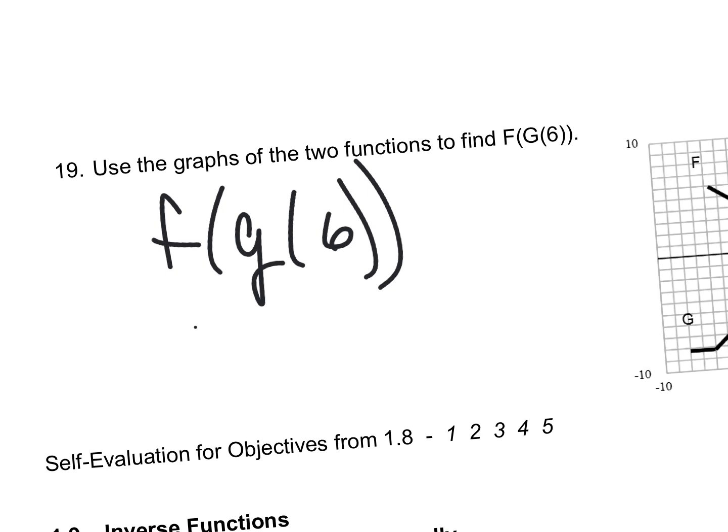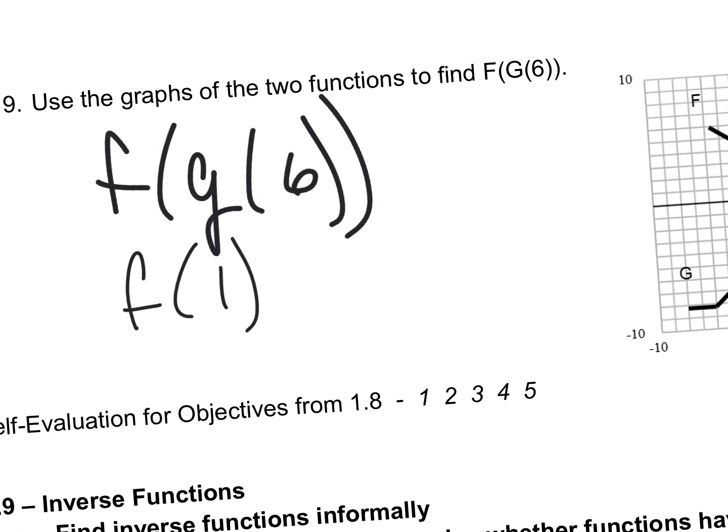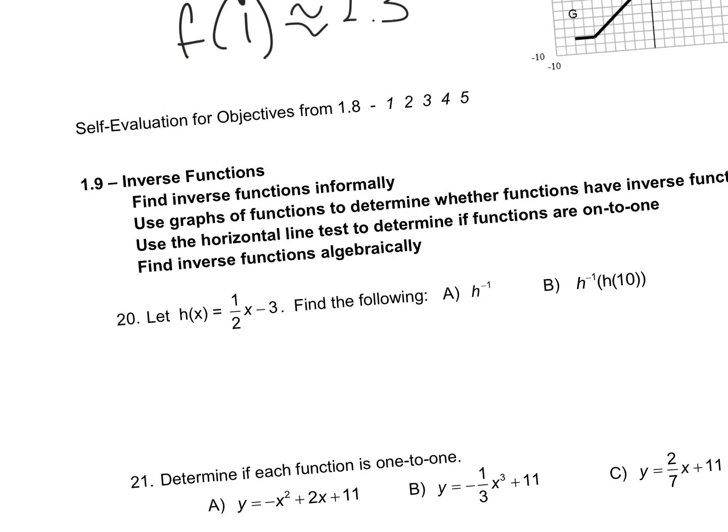So I'm literally going to replace g of 6 with 1. And now we see that 1 is now the input for f. So I come over here and I go the input of 1, and they go up, and it looks like we're somewhere between, like that looks like 2 and that looks like a 3, so I'm somewhere between. So I'm going to say about 2.3. And I think on the test it's all whole numbers, so on a graph you're not going to have to guess. So about 2.3.